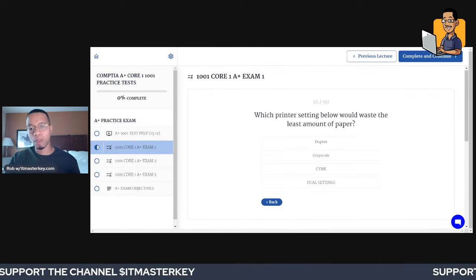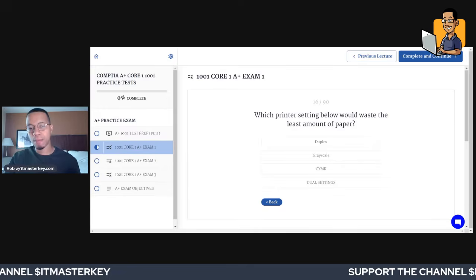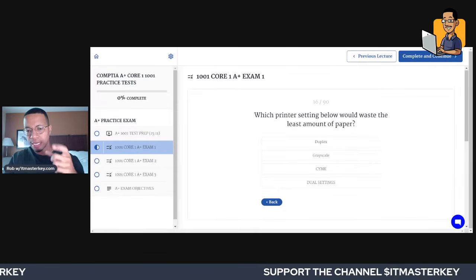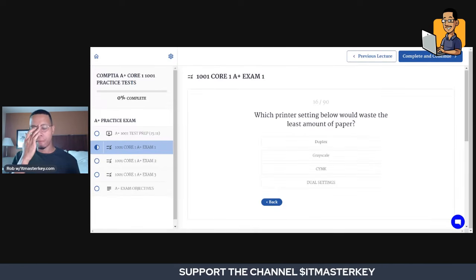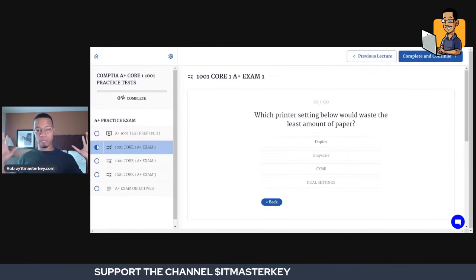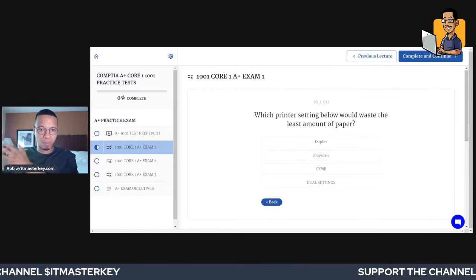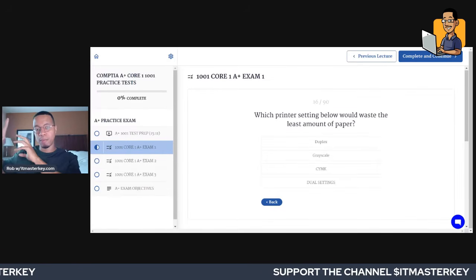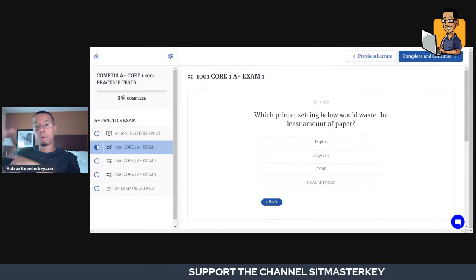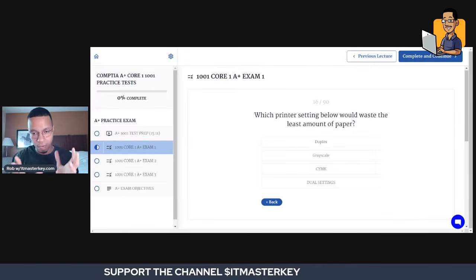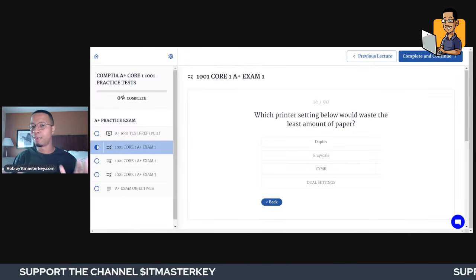Which printer setting below would waste the least amount of paper? All right, so this is a good example of if a question comes up and you have no idea what it's talking about. A lot of times when you get further into the actual exam, something's going to pop up that's probably going to be related to it, and it'll make a previous question make more sense. So if something comes up and you have no idea what it's talking about, just skip it, go to the next question.